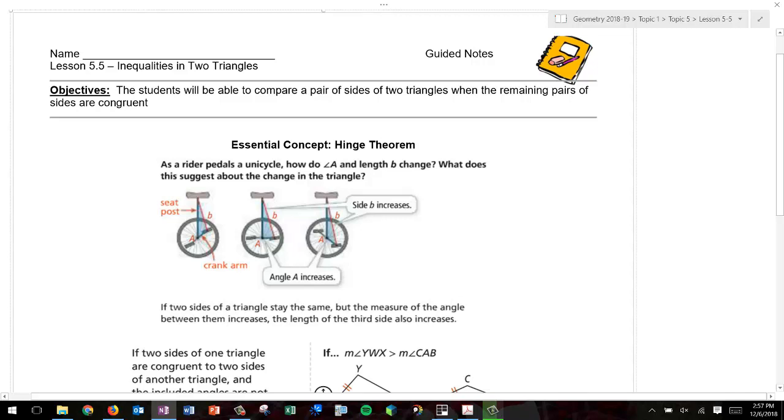Mr. Marone here with your last flip video for section 5, for chapter 5 I should say. And we're going to look at inequalities in two triangles. And this brings up one main concept called the hinge theorem.